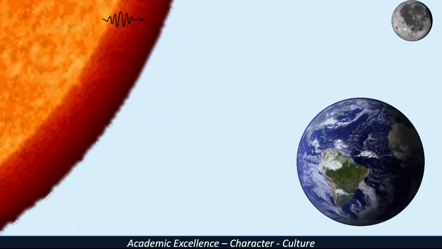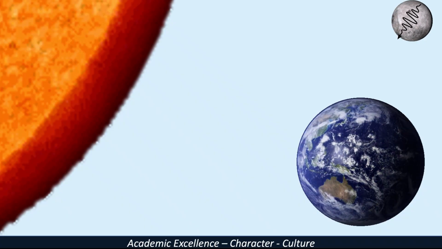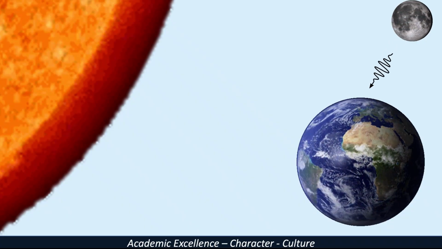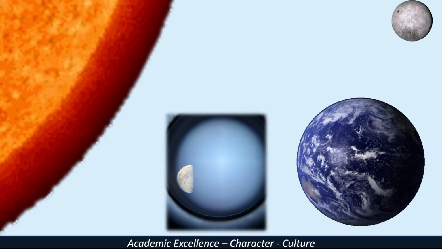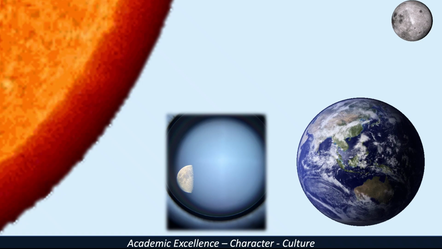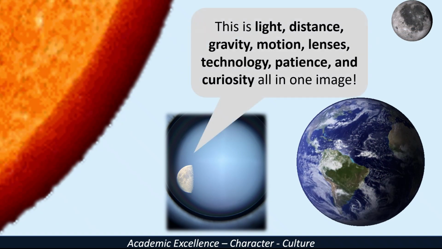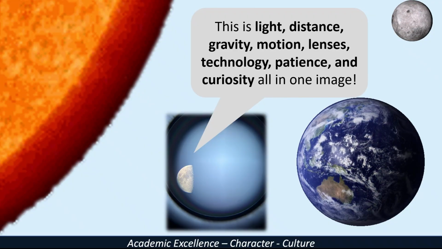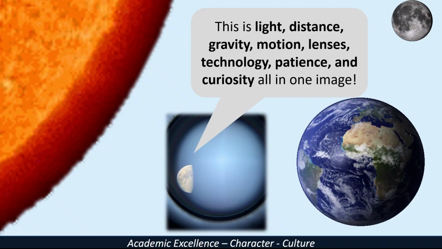Tiny particles of light left the sun, hit the moon, bounced off the surface of the moon, travelled across space, and whilst the Earth was rotating at just the right place and time, it entered a specific telescope and it was captured. So it's not just a picture of the moon. This is light, distance, gravity, motion, lenses, technology, patience, and curiosity, all wrapped up in one image.